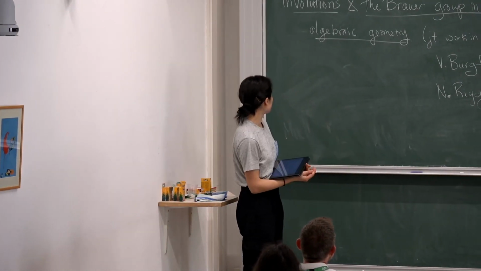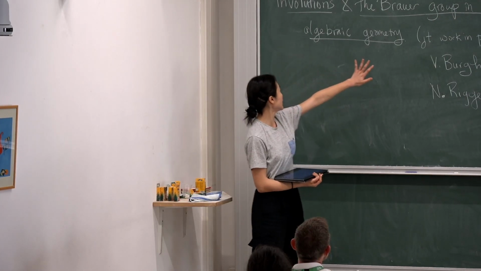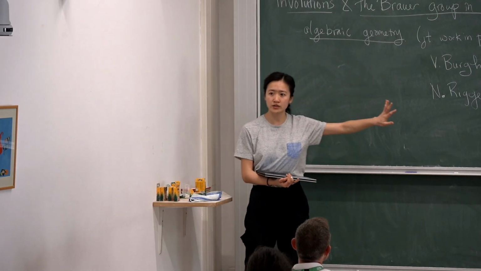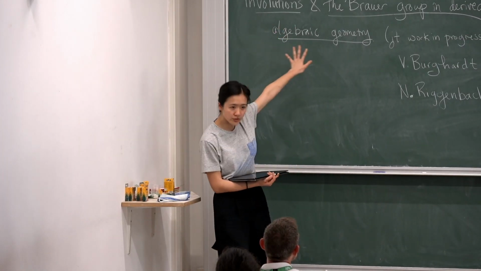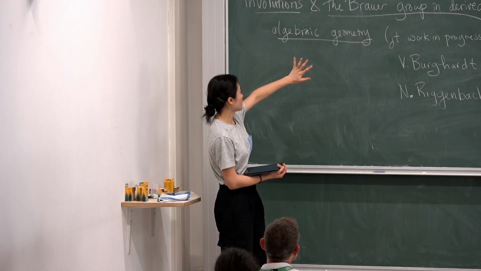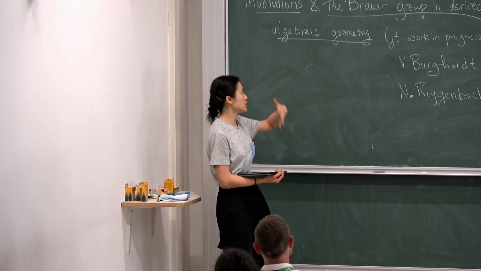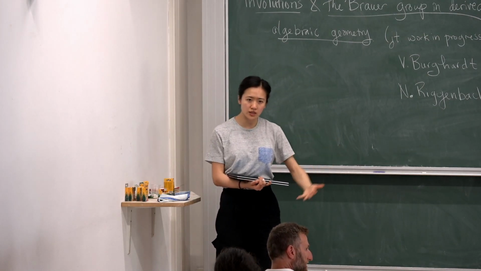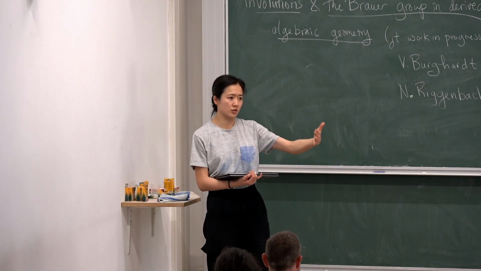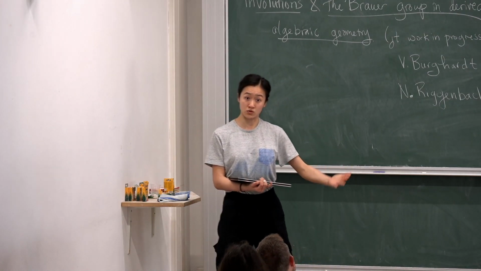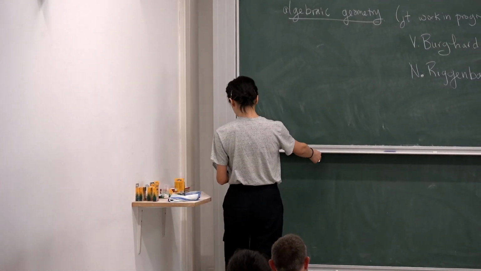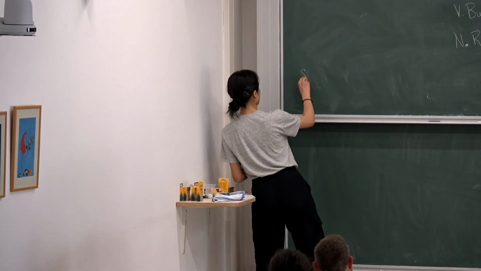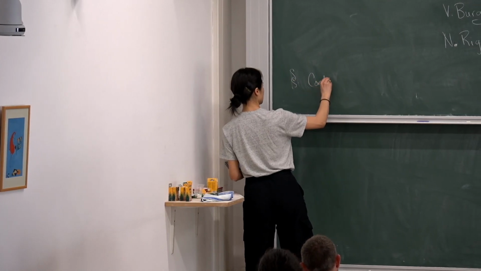Before I get into involutions, the Brauer group, and derived algebraic geometry, I want to talk a little bit about just the story without involutions, so the Brauer group and using derived methods to enhance this. And then I want to talk a little bit about how involutions fit into this whole story. Okay, so let's get started.